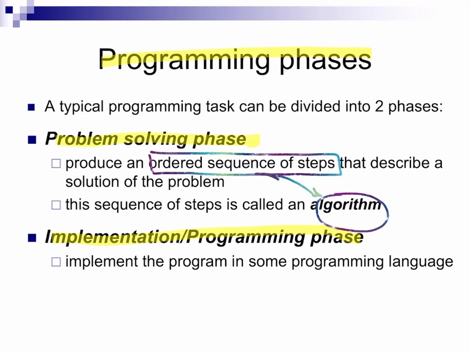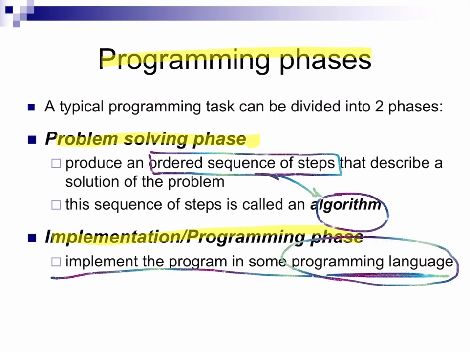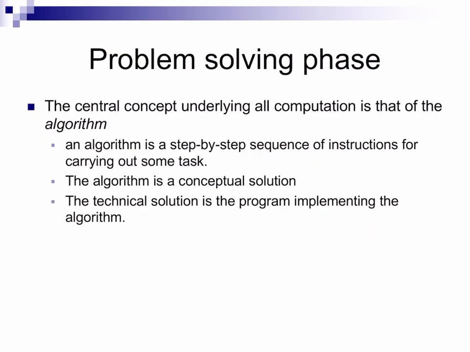For everything you need to do, you need a step-by-step. For example, if you're making a cake, you need a recipe, right? You're going to be preparing for it. So that step-by-step situation is called an algorithm. And here we have the implementation programming phase, which is implementing your program in a programming language. And there are many programming languages. There's C++, C Sharp, Python, Java, and the list goes on.